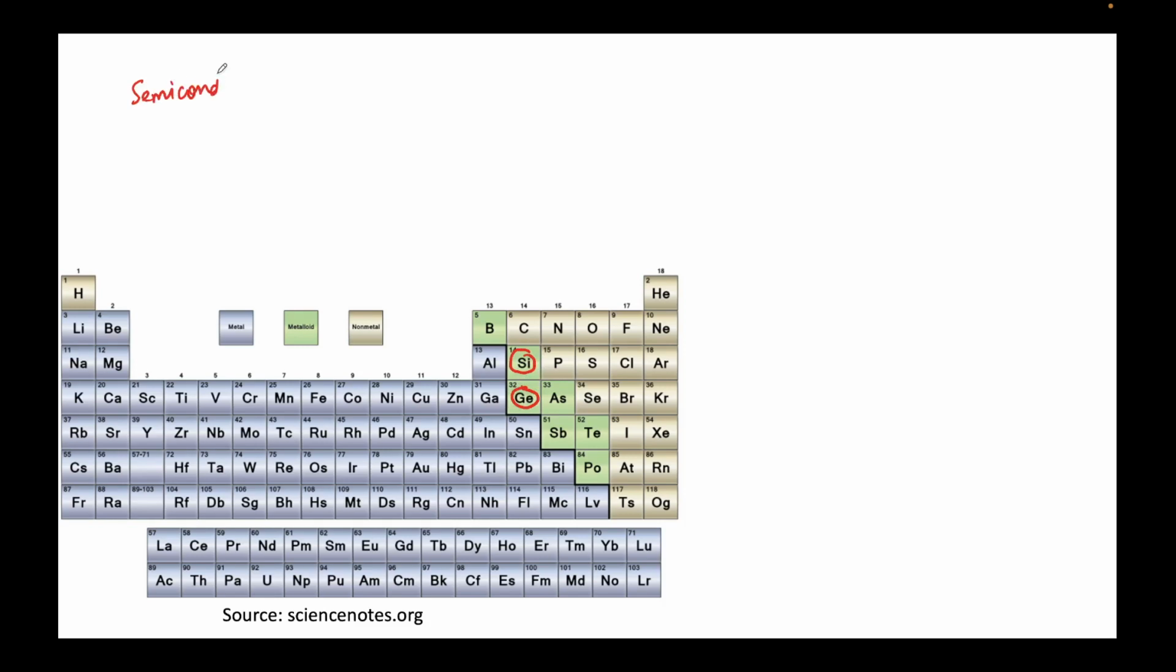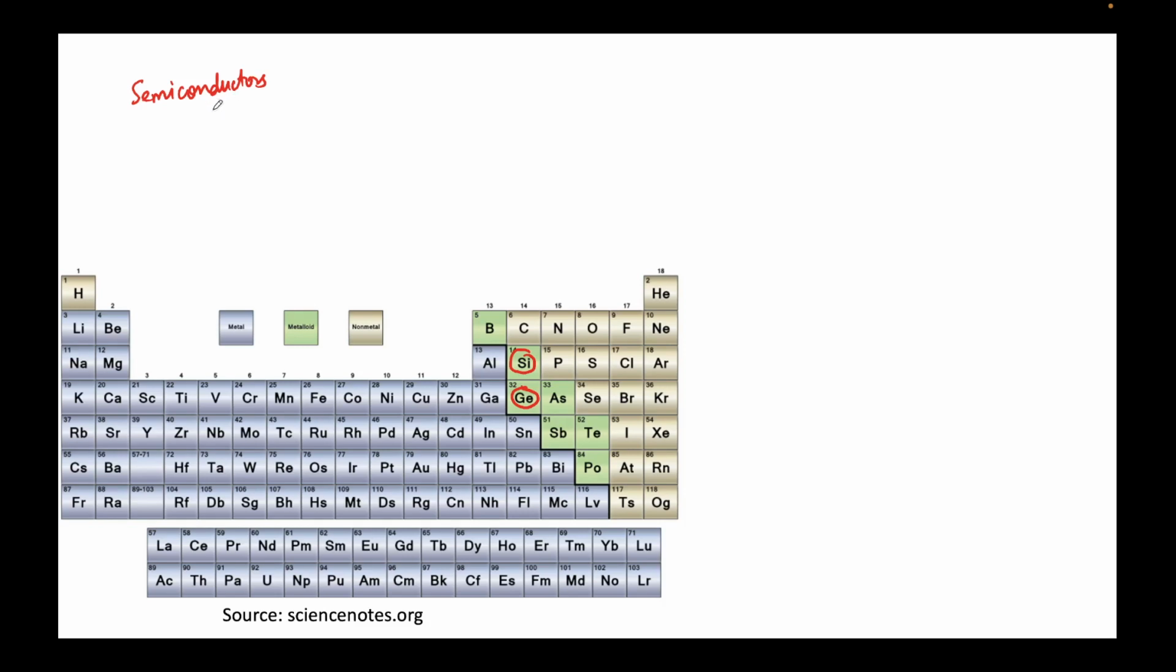They are called semiconductors because their conductivity is not as high as metals. We know metals are good conductors of electricity and non-metals are poor conductors of electricity. The conductivity of semiconductors like silicon and germanium lies somewhere in between, hence the name semiconductors. However, the most characteristic feature of semiconductors is that their conductivity can be tuned as per the need.